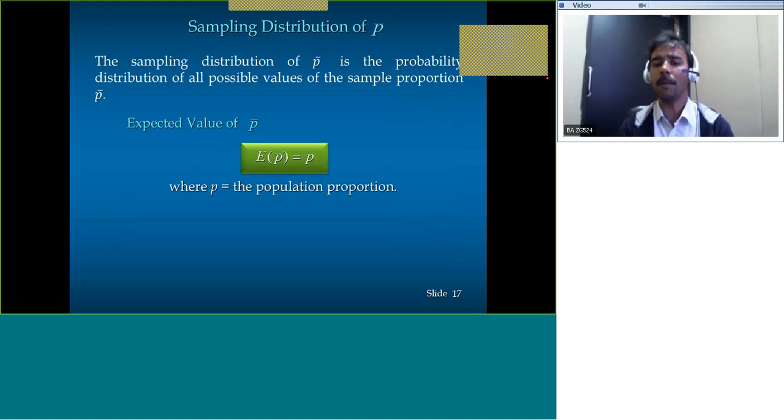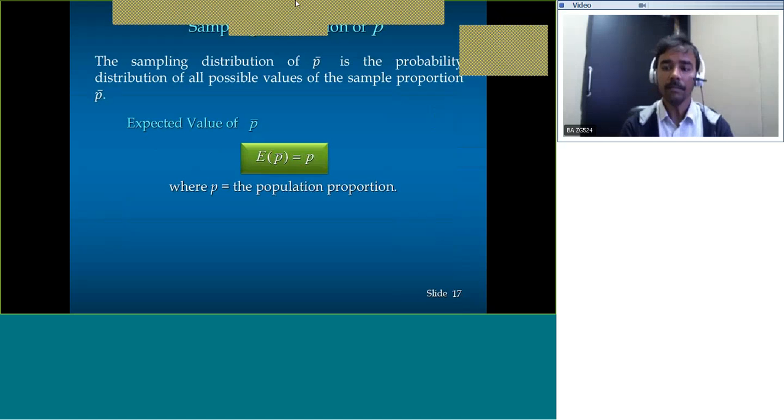For every probability distribution, or what we are calling the sampling distribution, we need to calculate expectation and variance. So first I am starting with expectation. The expectation of the random variable P bar is simply equal to small p, that is the population proportion. This is somewhat surprising for us.